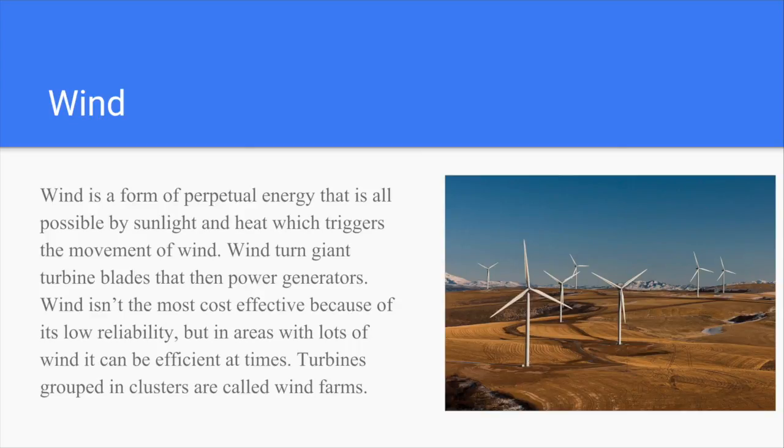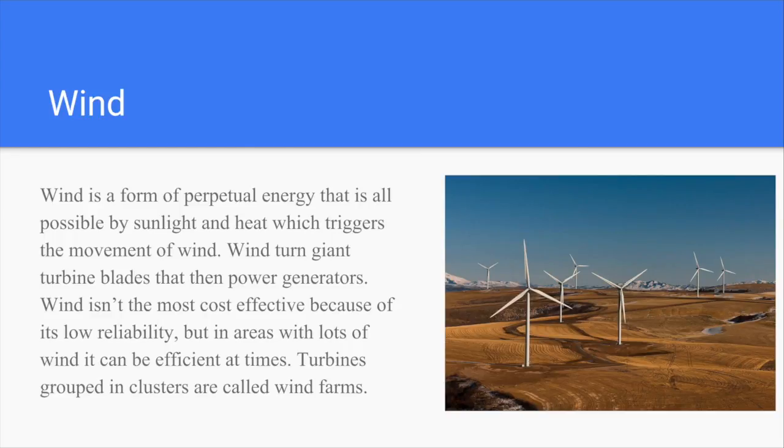The wind exists because the sun's energy heats different regions in different ways. It doesn't decrease when used. With the use of wind turbines, the wind can be used to produce electricity. Wind power to produce electricity is used more than solar power. In the US, electric power coming from wind accounts for 4.44% of total electrical energy. Turbines grouped in clusters are called wind farms, as you can see here.